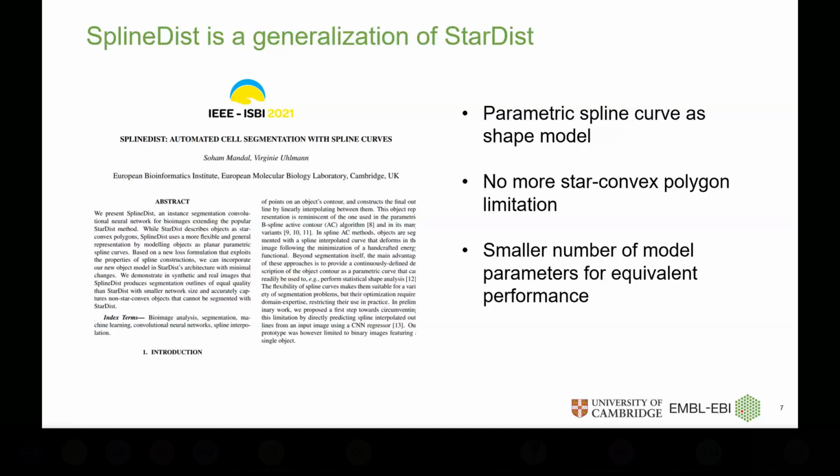To overcome that exact restriction, we have designed SplineDist, where instead of modeling the objects as star-convex polygons, we design the shape model using a more flexible parametric spline curve model. So it becomes able to perform segmentation irrespective of the star convexity of the input shapes. Further, we also show that SplineDist is able to generate equivalent segmentation results with a smaller number of model parameters.